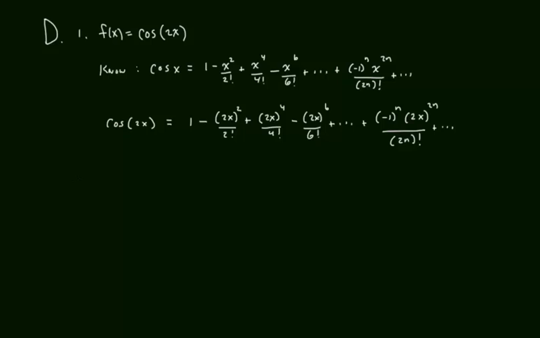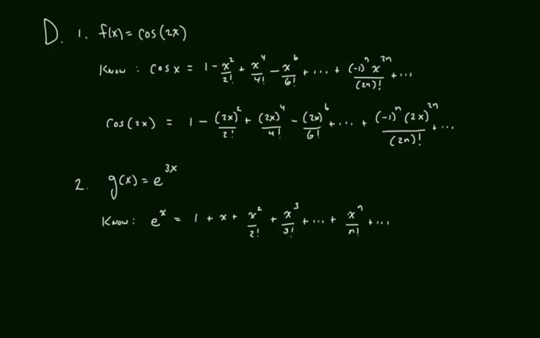That's number 1. The second one, number 2, let's just say something like g of x equals e to the 3x. Again, what should I know? A power series for e to the x is 1 plus x plus x squared over 2 factorial plus x to the power of 3 over 3 factorial plus dot dot dot plus x to the power of n over n factorial plus dot dot dot.